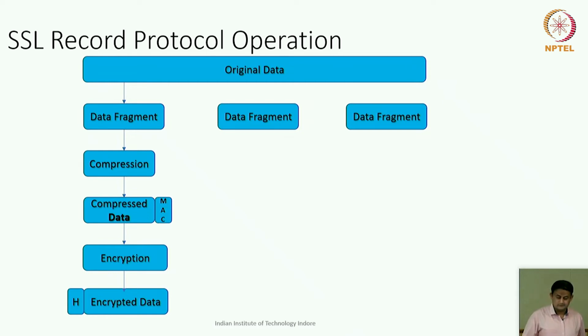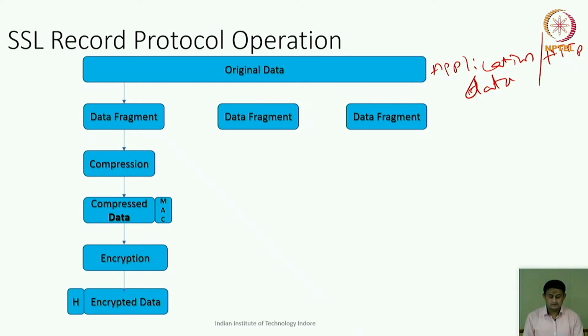What it does is, it receives the raw bytes from the application. The original data that is written is the application data. That application data might be the data given by HTTP. Take that data and divide it into fragments, small chunks. So you take the raw bytes and bunch them into fragments.